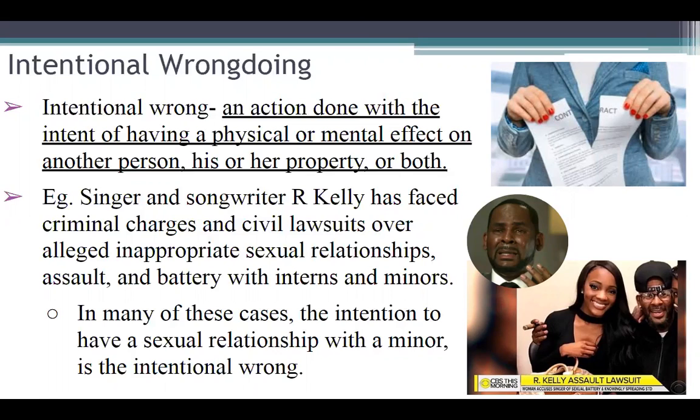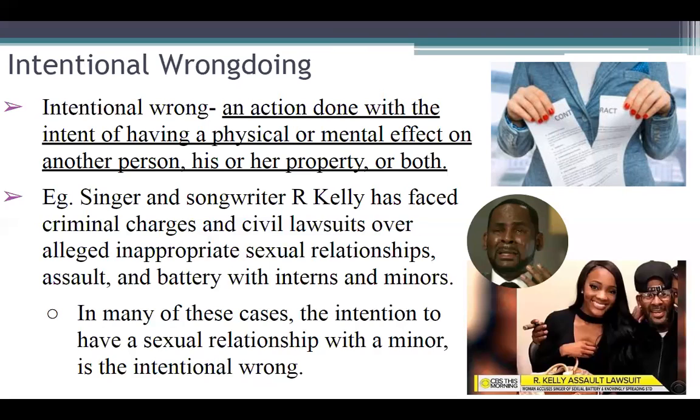So assaulting a person, assault and battery, hitting a person, yelling at a person, trying to intimidate or threaten a person. All these are examples of intentional wrongdoing. You're upset at the person and you're doing something because you want to have an effect on them, either physically or mentally speaking, right?